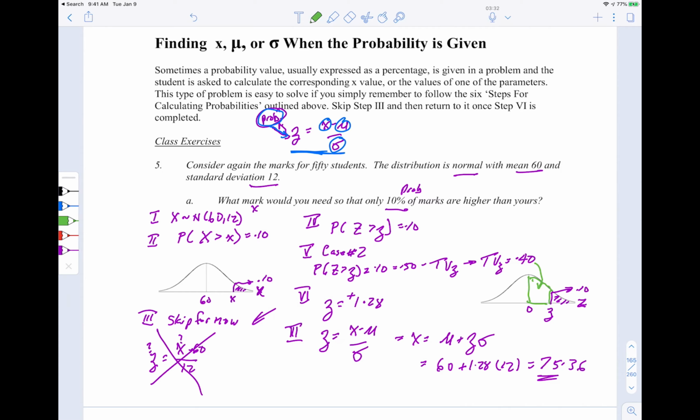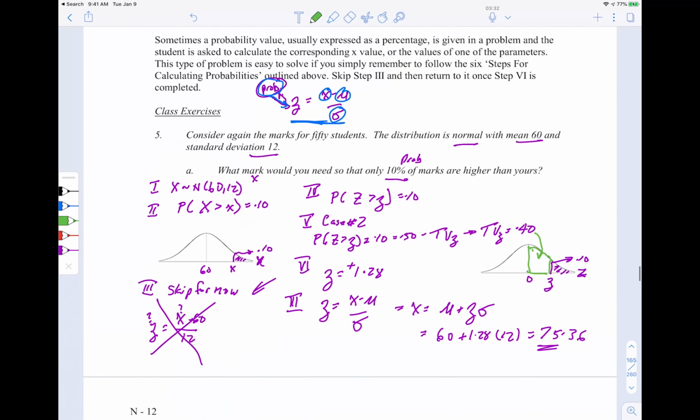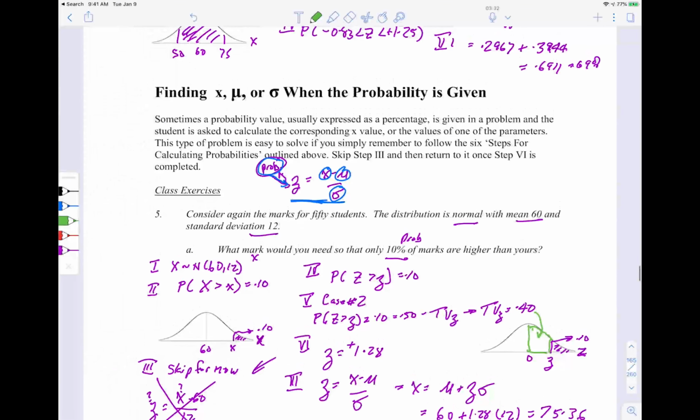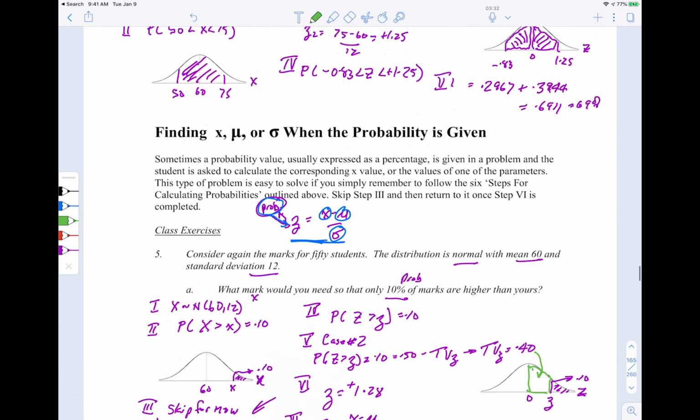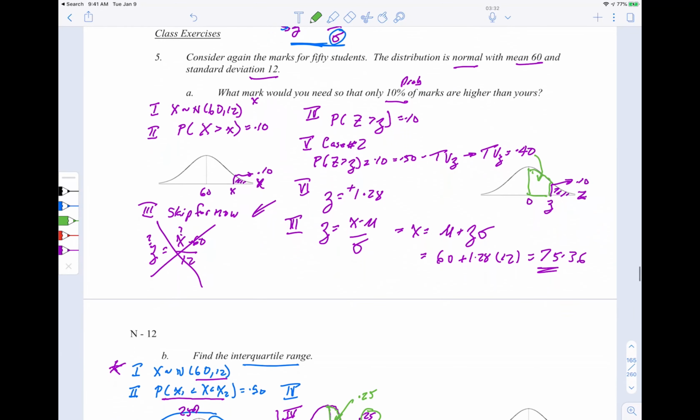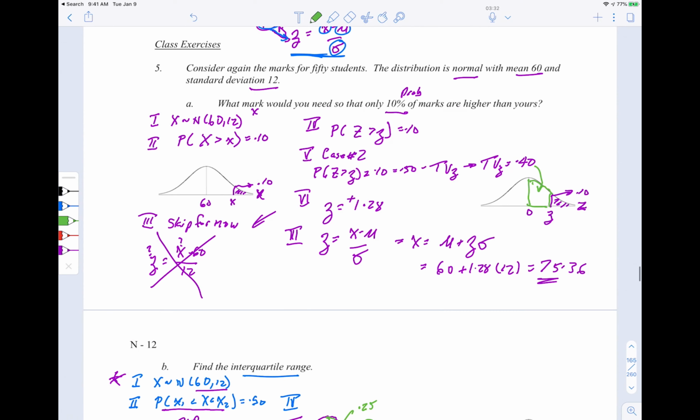So here's the problem that we had in number 5. This is on page N11. Consider the marks for 50 students. So we have a mean of 60, a standard deviation of 12. What mark would you need so that only 10% of marks are higher than yours?